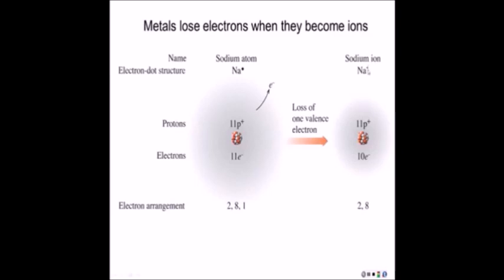Now we always write the charges in the upper right hand corner. You notice that we didn't write a 1 next to the positive. So just putting positive means a positive charge. And you notice that we have 2 and 8 for its electron arrangement. This is just like neon. So the sodium atom becomes much more stable by losing an electron than by having it.